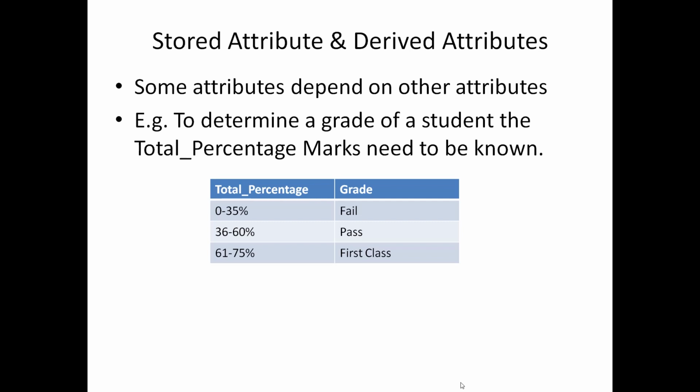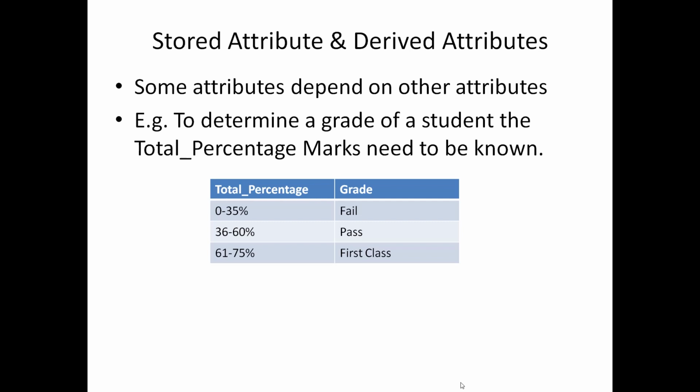Then we said there is something called a stored attribute and a derived attribute. A stored attribute is nothing but it is not dependent on any other attribute. It is directly stored in your data or in your database. But a derived attribute will depend on some already stored attribute. So for example, you will store the percentage of a student in a database, right? But you can derive something called a grade from the percentage of marks.